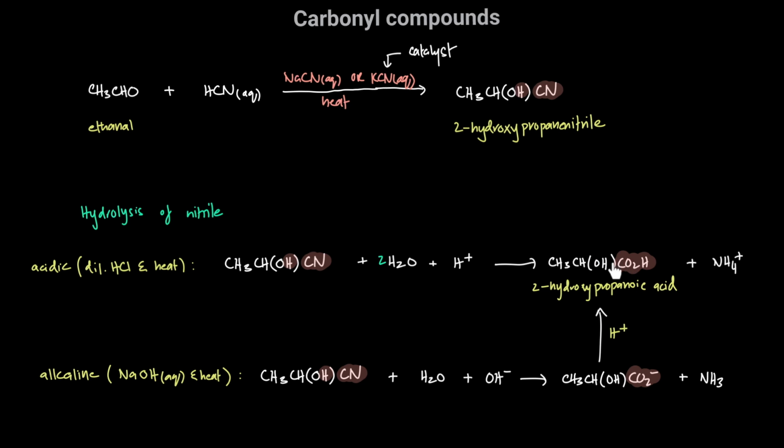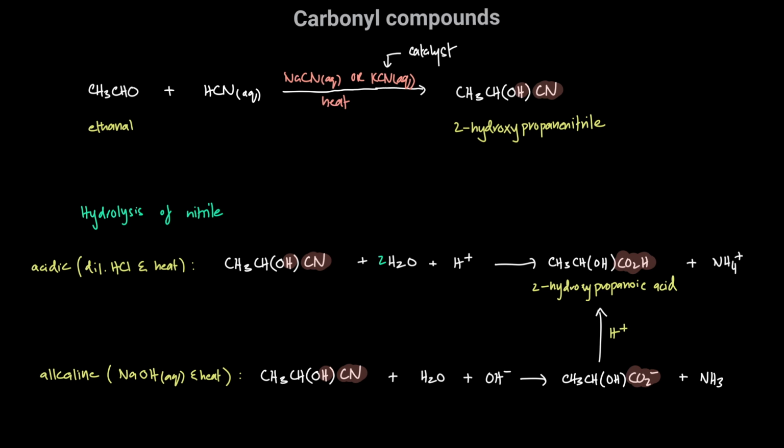This type of carboxylic acid is referred to as a hydroxy acid. It's a hydroxy acid because we have a carboxylic acid, but we also have this OH group. Hence, this is a hydroxy acid. In this specific example, we have 2-hydroxypropanoic acid, or commonly known as lactic acid.